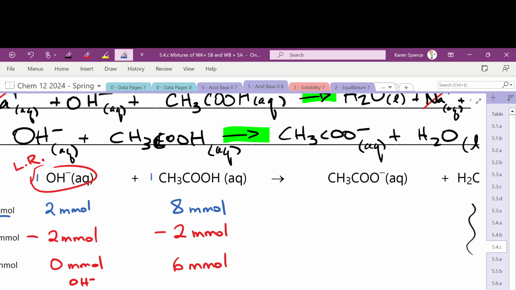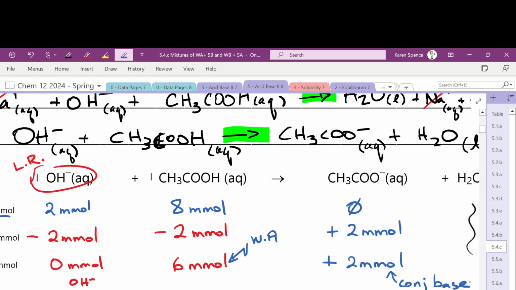And over here, we're starting with none of the conjugate base, but we end up adding 2 millimoles. So we get 2 millimoles. And this is the weak acid, and this is the conjugate base. You see how we've got CH3COOH, and we've got CH3COO minus. Weak acid and its conjugate base.